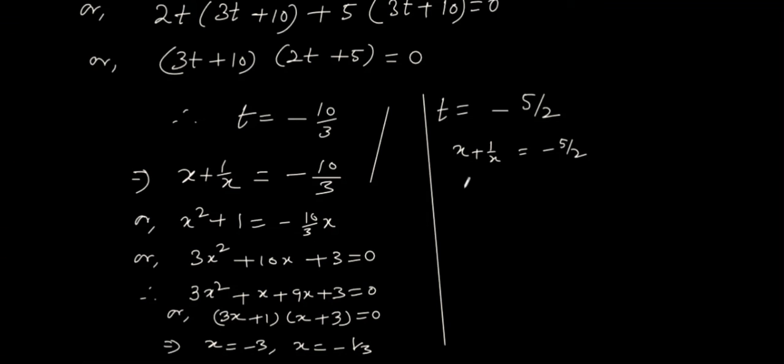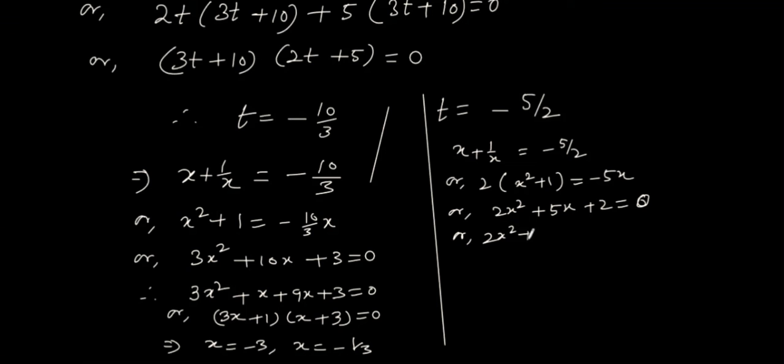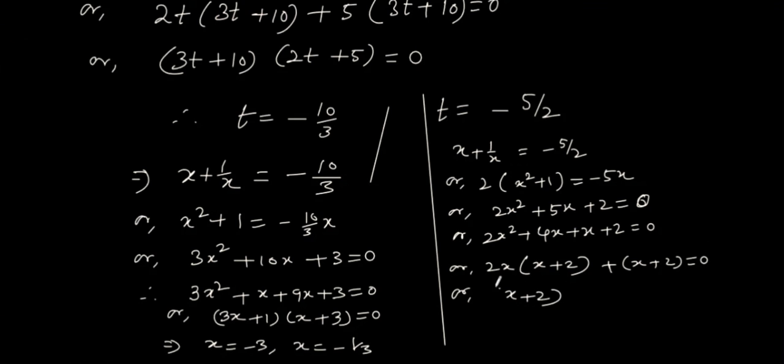and from here x plus 1 by x equals minus 5 by 2, or 2 into x square plus 1 equals negative 5x, or 2x square plus 5x plus 2 equals 0, or 2x square plus 4x plus x plus 2 equals 0, or 2x times x plus 2 plus x plus 2 equals 0, or x plus 2 times 2x plus 1 equals 0.